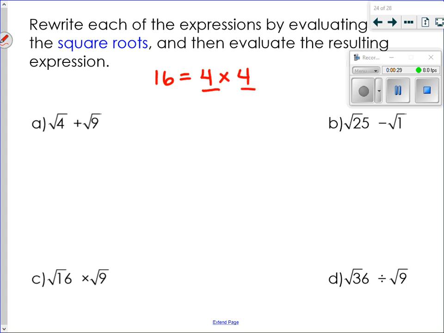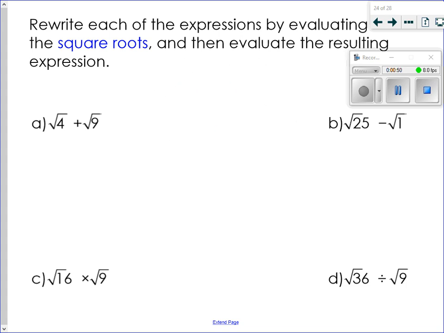Okay? If we were asked to find the square root then of 16, what we're being asked to find is, what are those identical factors that multiply to give us 16? Well, then the answer to that would be 4. 4 is the square root of 16.